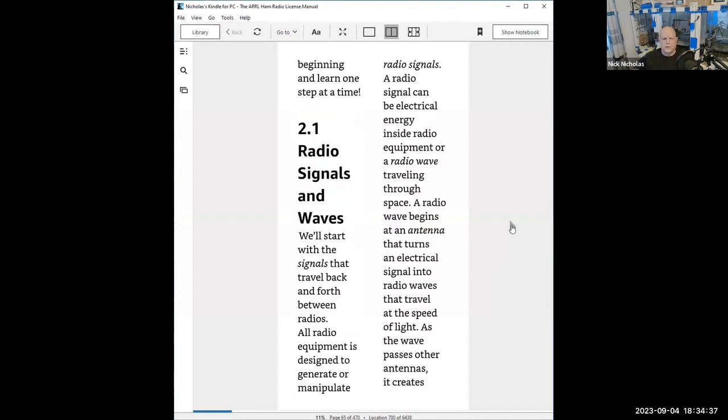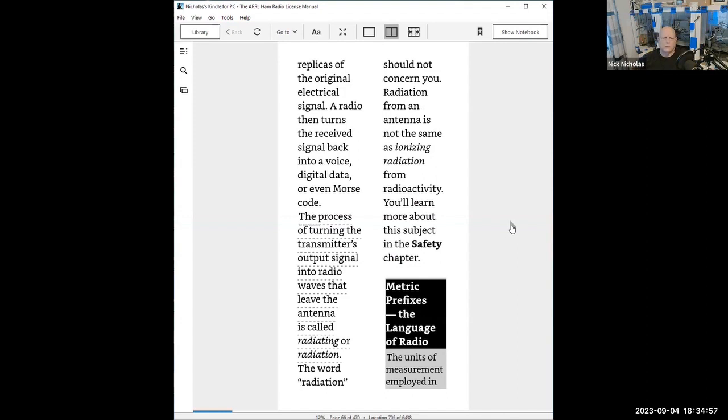Okay, radio signals and waves. They give a fair description of how radio waves work in this book, a little better than the technician book. I hope they make it easier to understand for you. The book begins by telling you that a radio signal is basically an emitted wave or a radiated wave, and it gives you some rough definitions and explanations.